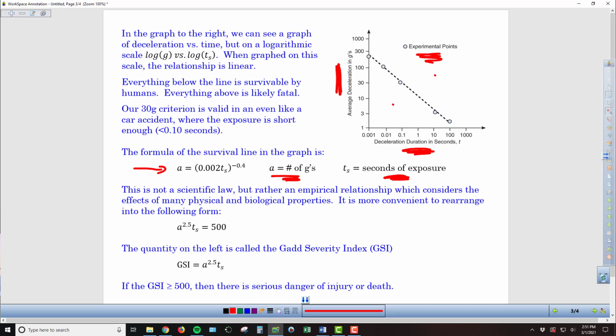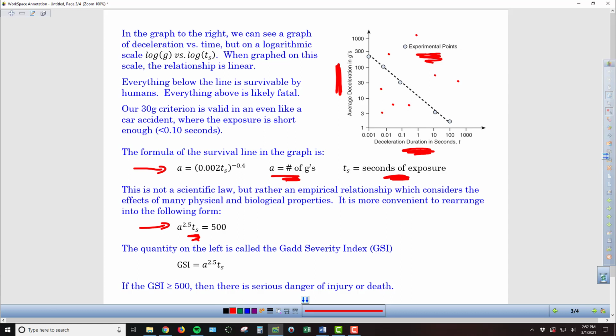We can rearrange this equation into a more user-friendly format. We've got A to the 2.5 power, so the number of Gs raised to the 2.5 power, times the time of exposure equals 500. That's the boundary line. If A to the 2.5 times the time of exposure, T sub S, is greater than 500, then we're above the line, and we assume that's not a survivable circumstance. It just hasn't been observed. Whereas if we end up below, now we've got a chance.